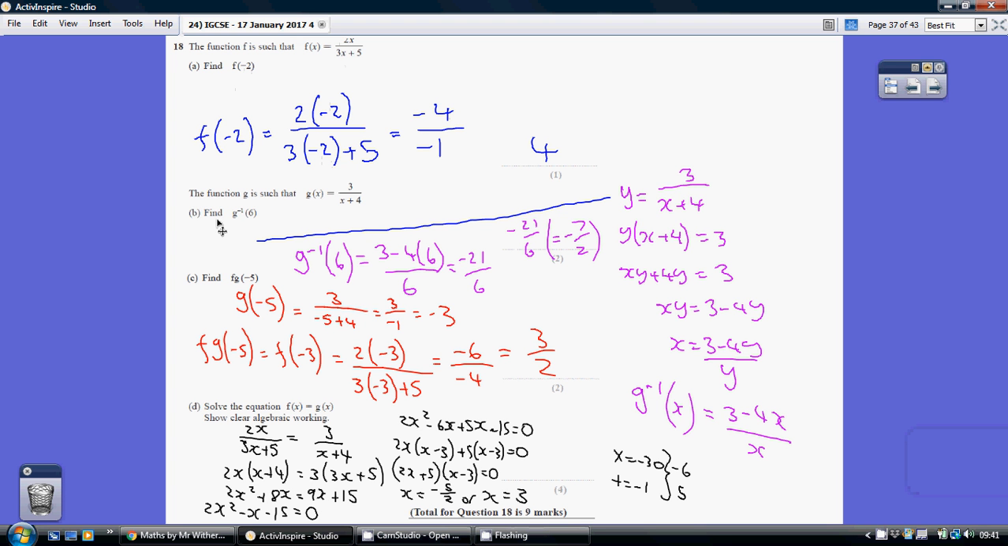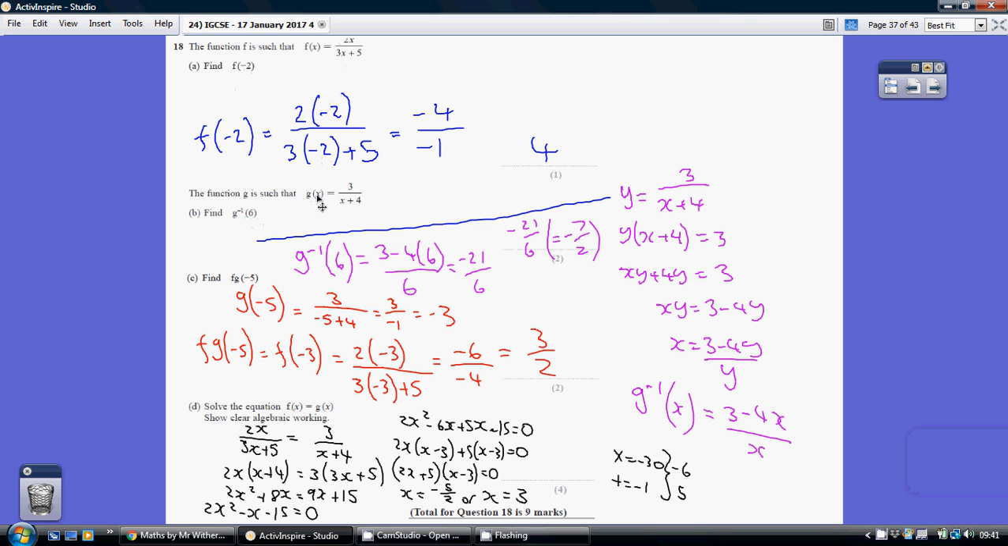Minus 4 divided by minus 1 is 4. Now for part B, we've got to find the inverse function of g, the result we get when we substitute 6 into this. So first things first, we've got to find the inverse function for g. So we have to change the subject for the g function.